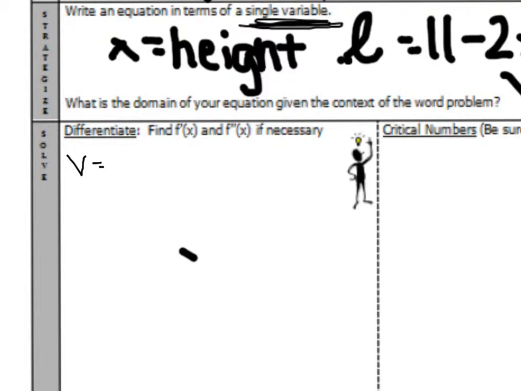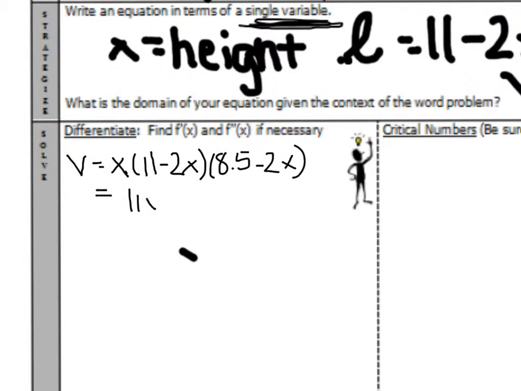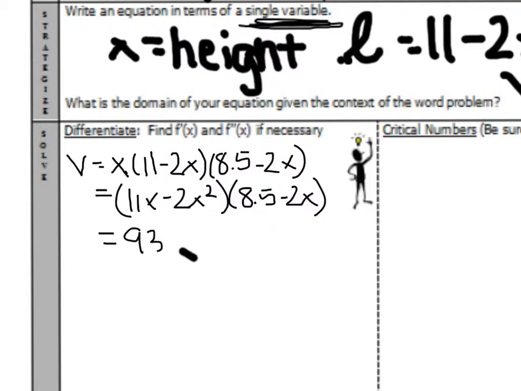So originally I start off with x times 11 minus 2x times 8.5 minus 2x. Let's expand so that we can then use the power rule. So I have 11x minus 2x squared, times 8.5 minus 2x. And then I multiply once more, and I get 93.5x minus 22x squared minus 17x squared plus 4x cubed.